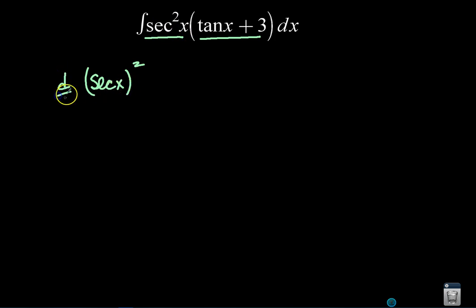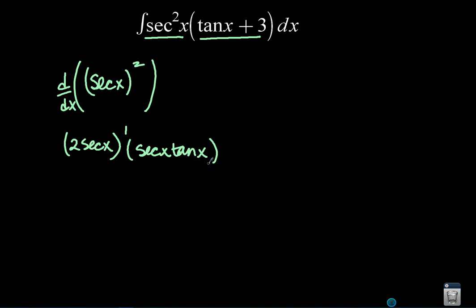So to take the derivative of that, I would have 2 secant x to the first, you know, just taking care of the 2, and then the derivative of secant would be secant x tangent x. Okay, that's a lot to swallow here. I mean, I have a secant squared, but I already had secant squared. I want to look for something that is already there. Yes, I have a tangent, but there's no plus 3. So maybe choosing secant squared is not a great option for my u.